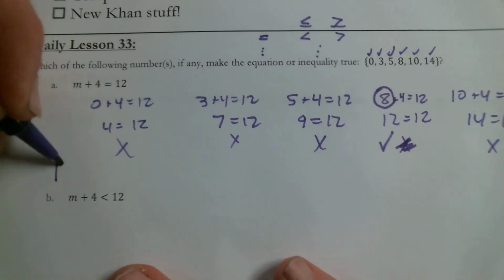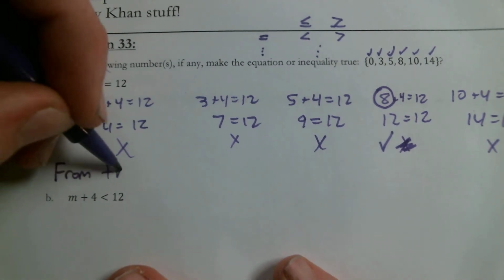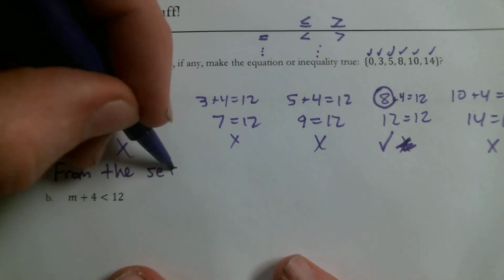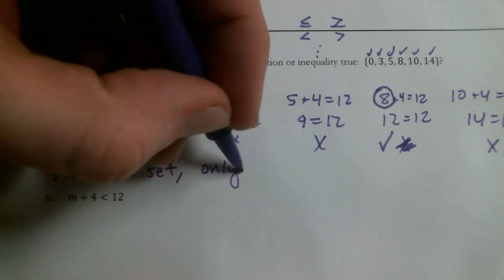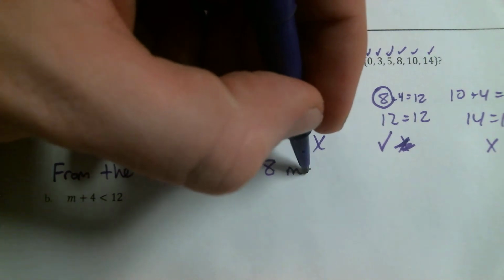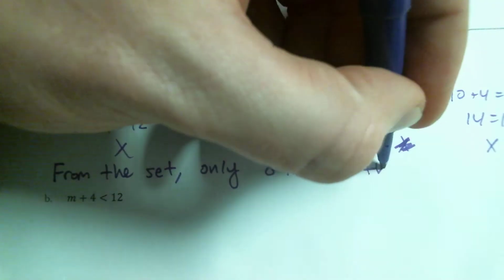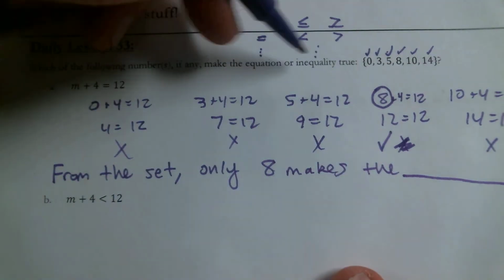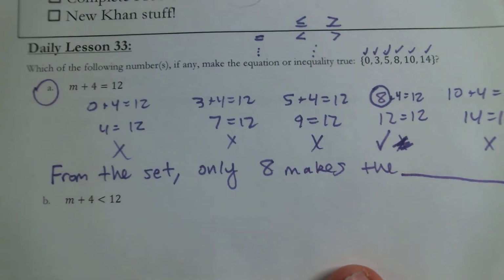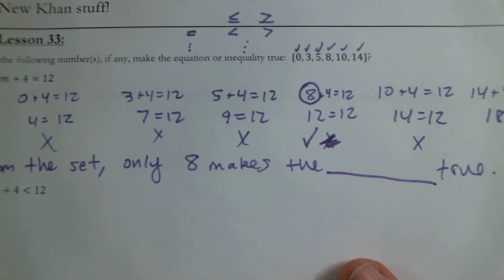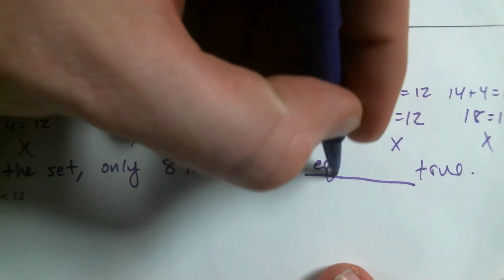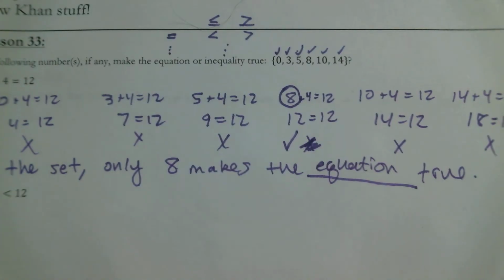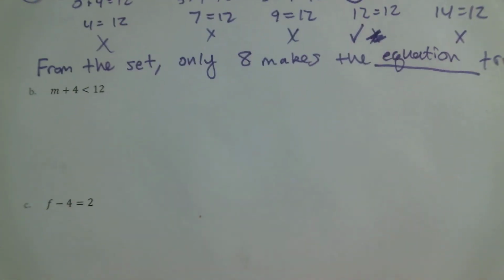So I should say from the set, only 8 makes the blank true. What I want you to think about here is, am I talking about an equation or an inequality for A? We're talking about an equation because there's an equal sign. So from the set, only 8 makes the equation true. Pretty easy stuff there.